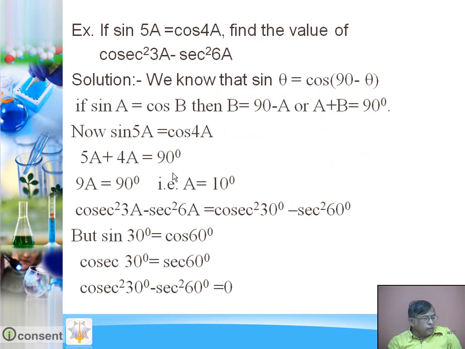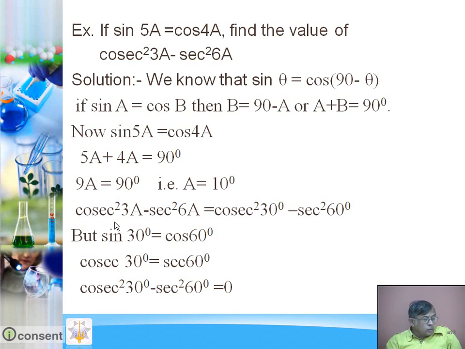Now if sin 5a is equal to cos 4a, find the value of this. Solution: we know that sin theta is equal to cos of 90 minus theta. If sin a is equal to cos b, then b must be 90 minus a, or a plus b equal to 90. Now sin 5a is equal to cos 4a means 5a plus 4a equal to 90. So 9a is equal to 90, that is a is equal to 10.